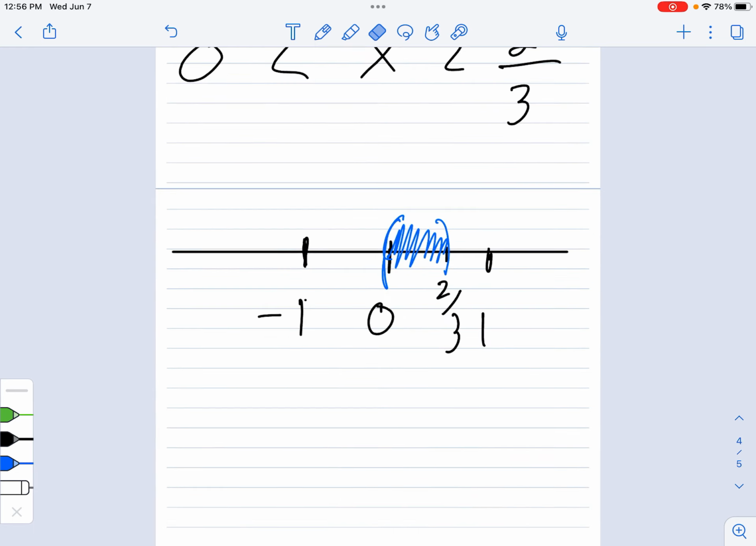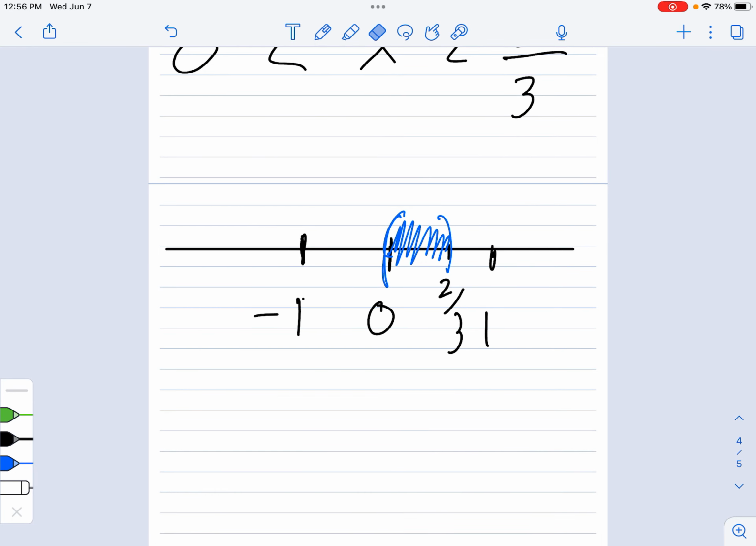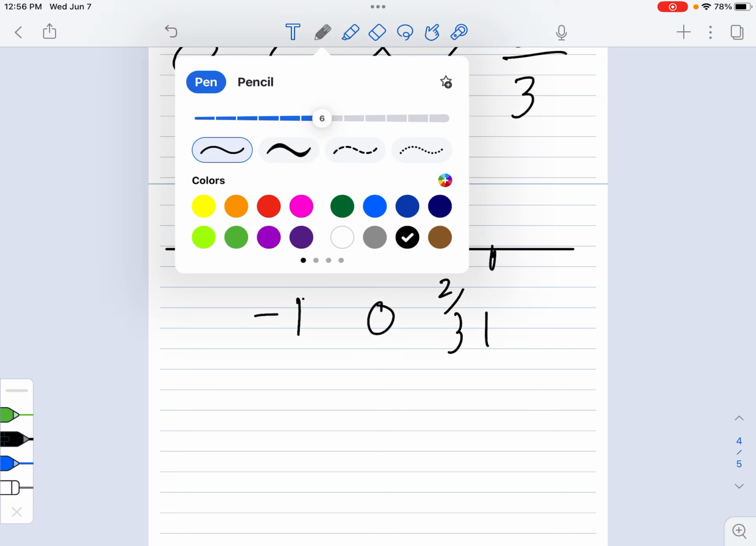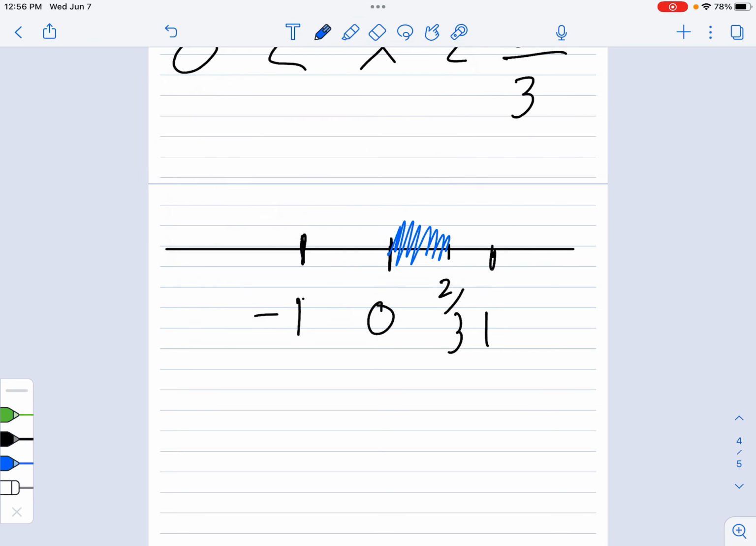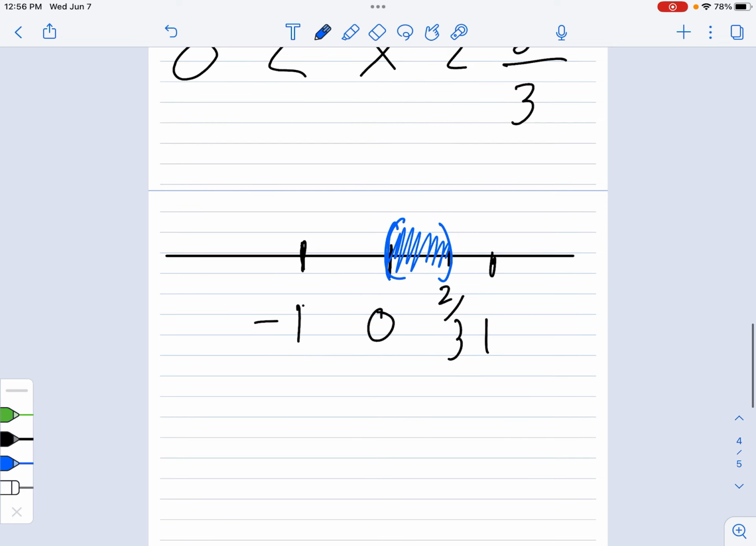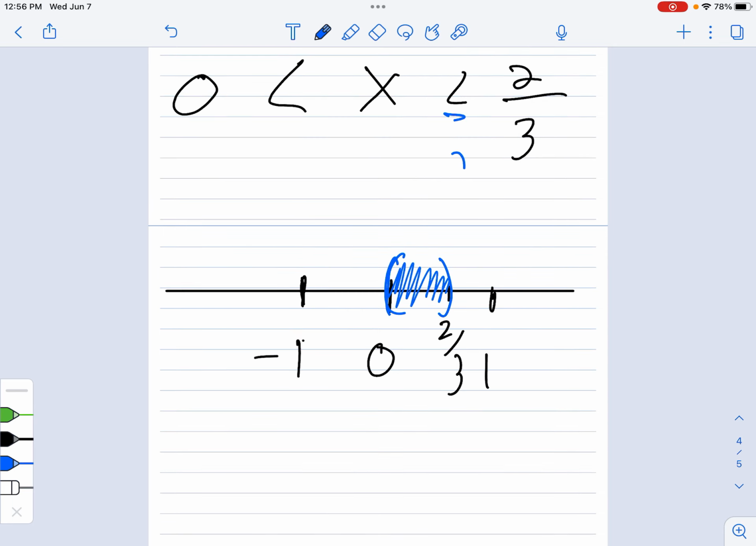Now, some books will do something along this line. They'll make open circles around the 0 and 2/3, which is another way of saying not inclusive. However, I'm just going to stick with the parentheses here. And again, if it was inclusive, you'd have a little bracket. All right, so that would be our graph.